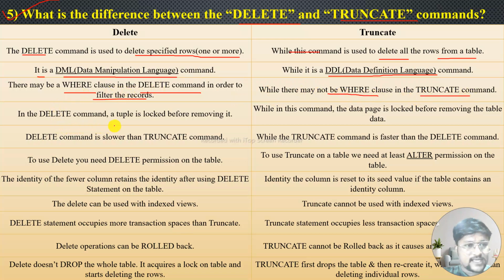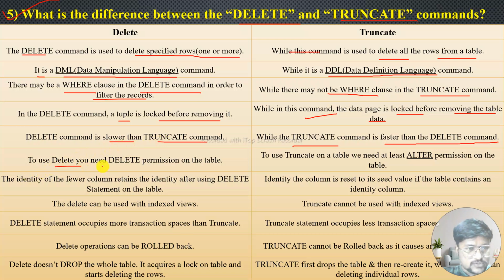In the DELETE command, the tuple is locked before removing it, while in TRUNCATE, the data page is locked before removing the table data. The DELETE command is slower than the TRUNCATE command as it deletes rows one by one, while the TRUNCATE command is faster than the DELETE command as TRUNCATE will delete all the records from the table.